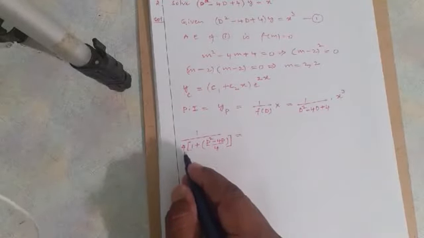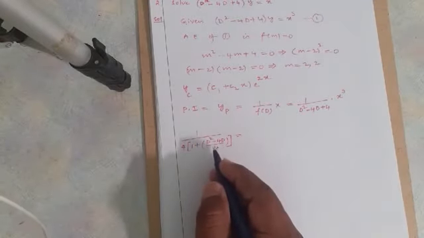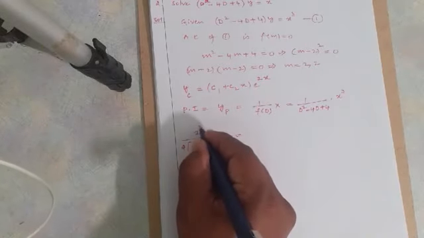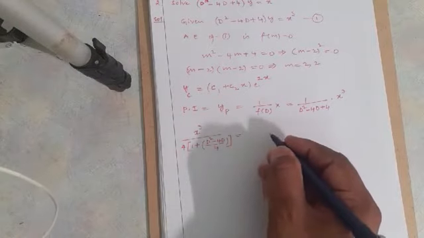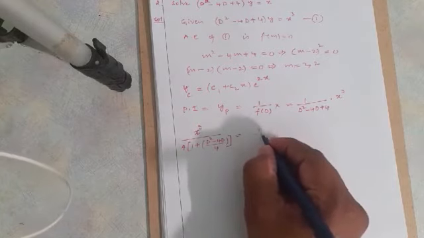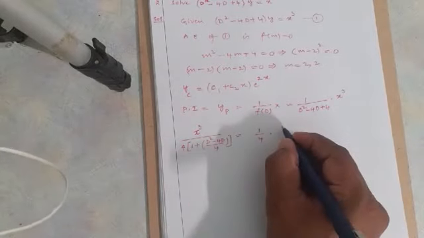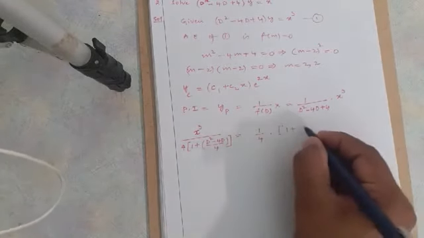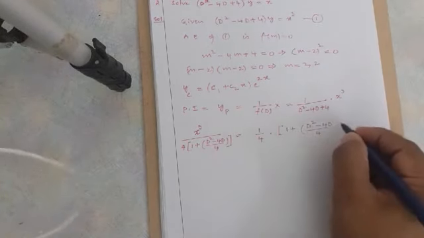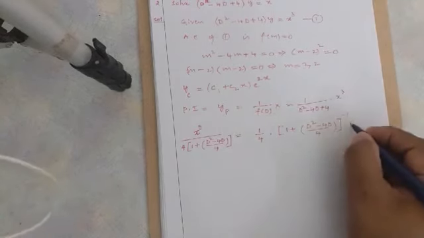After taking the least term common, 4 into 1 is nothing but 4. Again 4 into this term gives D square minus 4D, into, in the numerator, x cube. Now I can write this as 1 upon 4 into, the whole term, 1 plus D square minus 4D upon 4, close the bracket, then whole power minus 1 into x cube.